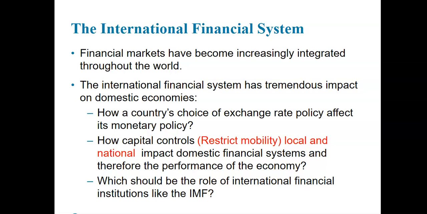The international financial system is the last thing that chapter 1 talks about. So financial markets are increasingly integrated. We know that we're in a global marketplace and a global business. The international financial system has impact on our domestic economies, and our domestic economies have impact on the international financial system. As I said, our exchange rate policy affects our monetary policy and vice versa. Our monetary policy decisions determine how strong our dollar is, which determines the exchange rate policy with other types of currency.